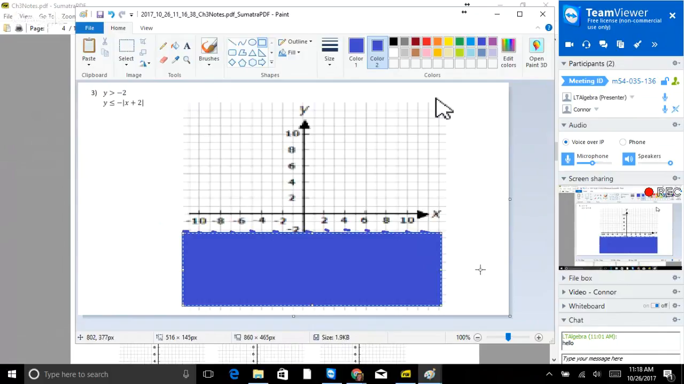That's what I get for, there we go. All these values down here. Wow, I really got that out.